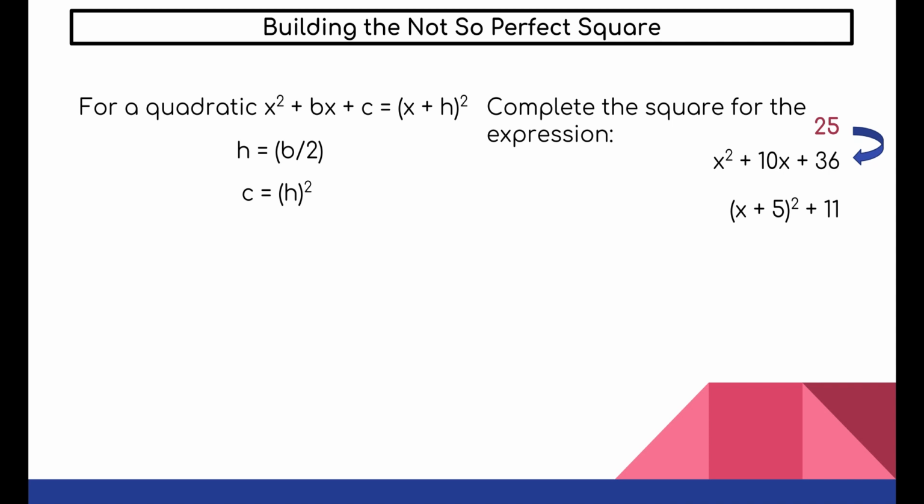And so our vertex form, or the completion of the square for this trinomial, is the square of the quantity x plus 5 plus 11. Let's go ahead and do another one.